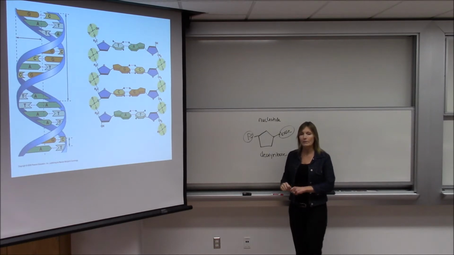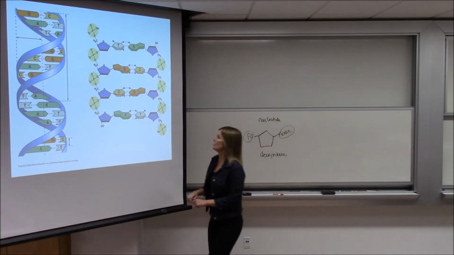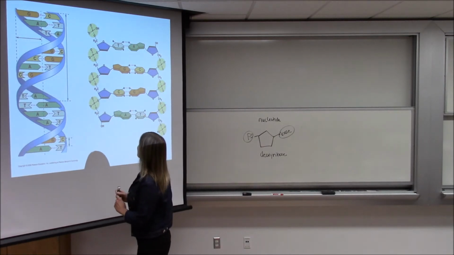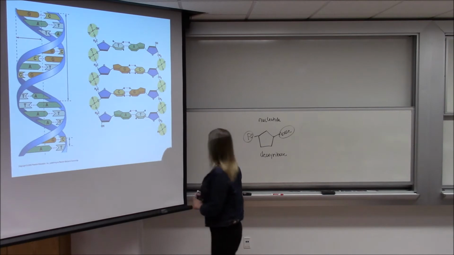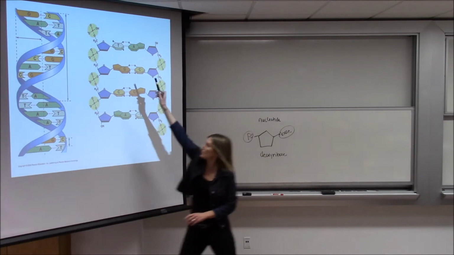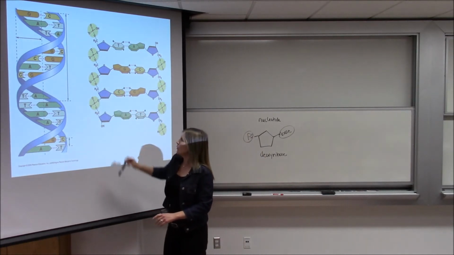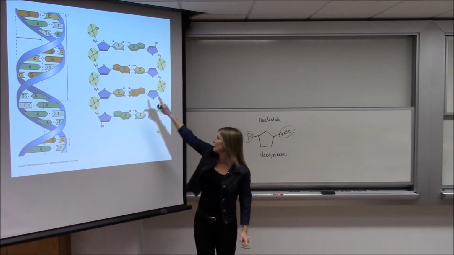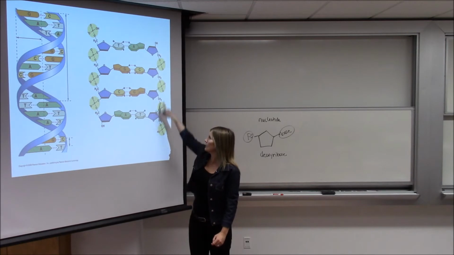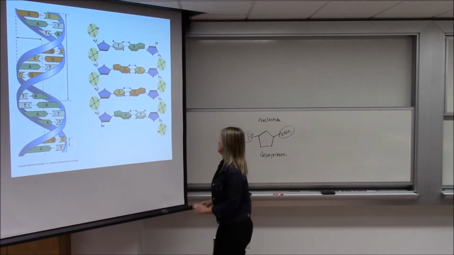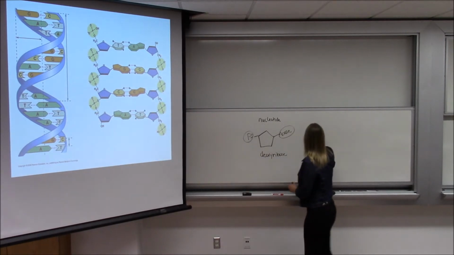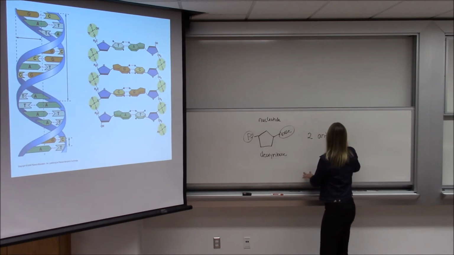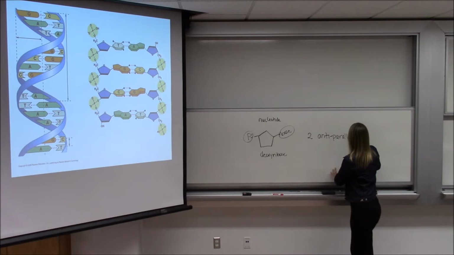In DNA we have two polynucleotide strings that run anti-parallel to each other. So what I mean by that is when we string these all together, one runs this direction and the other one runs essentially this direction. You can see that one is upside down relative to the other. So two anti-parallel strands.